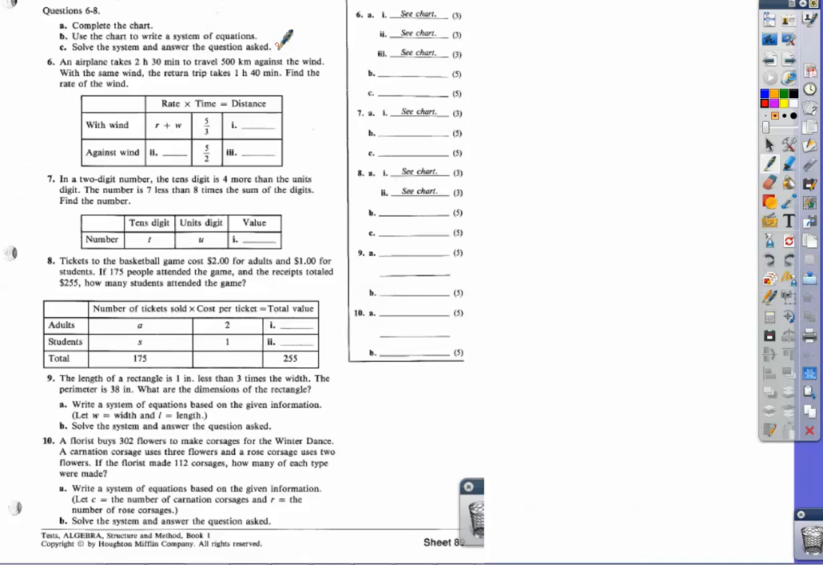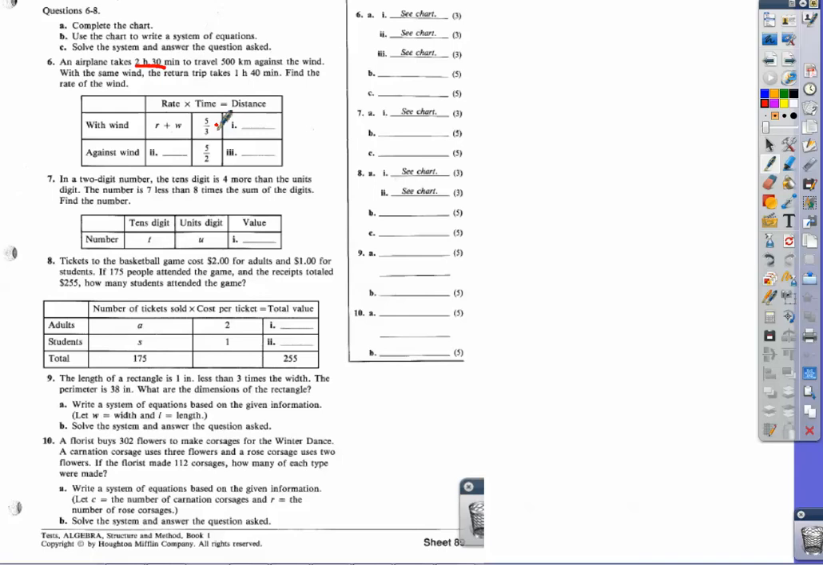So in question 6, an airplane takes 2.5 hours to travel 500 kilometers against the wind. And I would like to point out that 2.5 hours is turned into an improper fraction here for the time. With the same wind, the return trip takes an hour and 40 minutes. And again, that's been converted into improper fraction form. Find the rate of the wind.